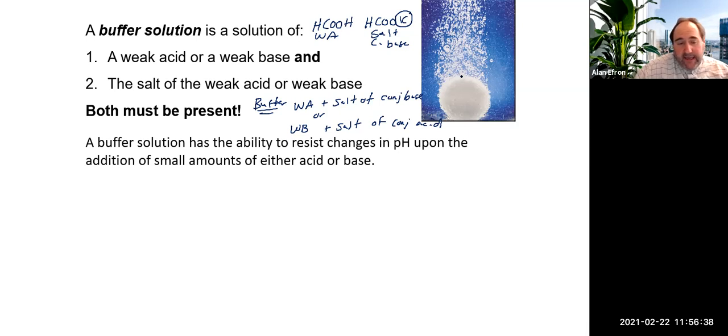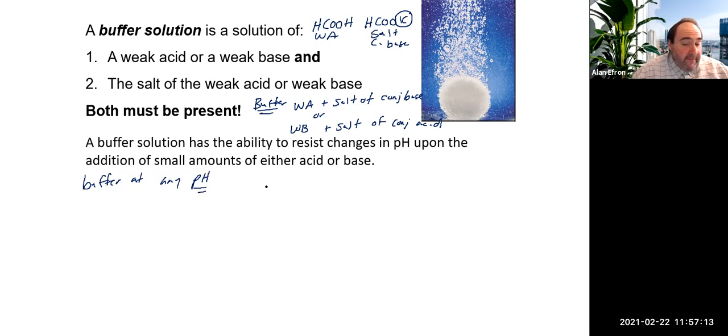The other important thing about a buffer that people truly sometimes misunderstand is a buffer does not mean that the solution is neutral. So a buffer does not mean that the solution is a pH of 7. You absolutely could have a buffer at a pH of 7, just like you could have a buffer at a pH of 1, buffer at a pH of 11 or 12 or 10. You could actually make a buffer at any pH you want. So you could really have a buffer at any pH.